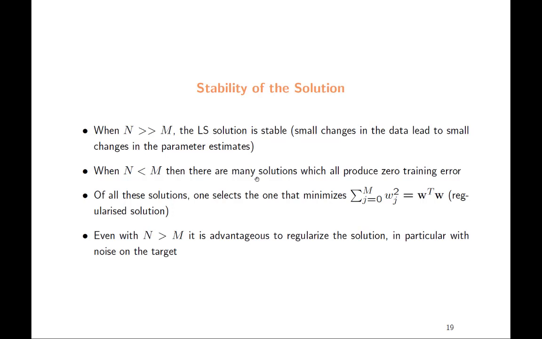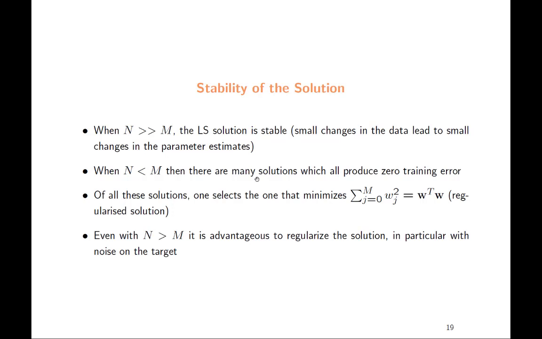Okay, so if the number of data points is much larger than the number of parameters, then everything is stable and the parameters are typically well defined. And small changes in the data lead to small changes in the estimates. When the number of data points is smaller than the number of parameters, then there are many solutions which would all produce zero training error because you have so many parameters to fit the data.